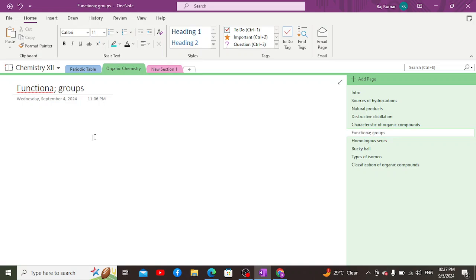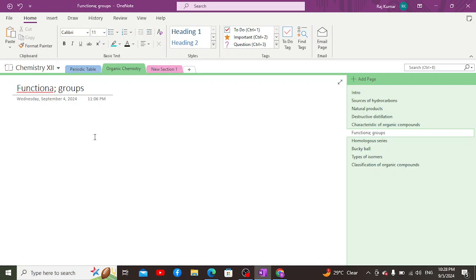A functional group is defined as an atom or a group of atoms or any chemical bond which exhibits a characteristic property in that organic compound, or which exhibits unique chemical properties in that organic compound, is known as a functional group.